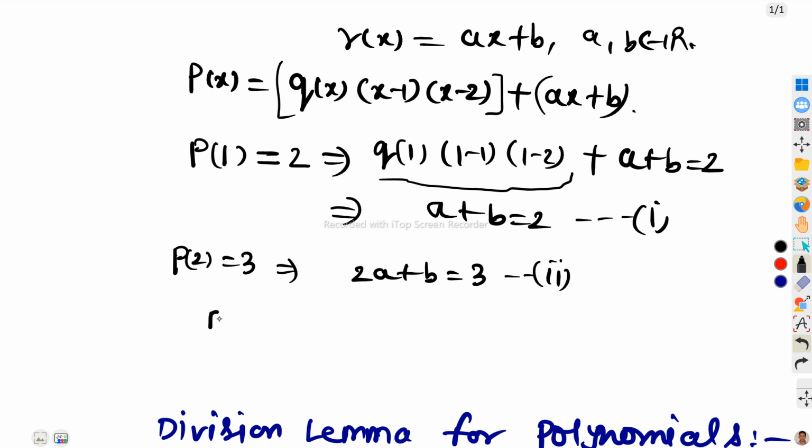By solving equations 1 and 2, which are linear equations in a and b, we solve by the elimination method. Eliminate b and we get a. So what is the value of a? Minus a equals minus 1, so a equals 1 and b equals 1.